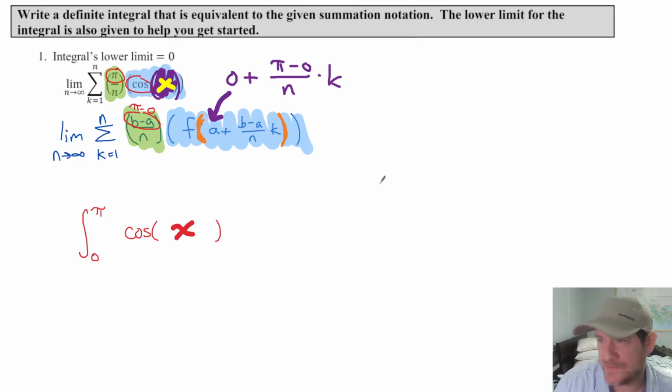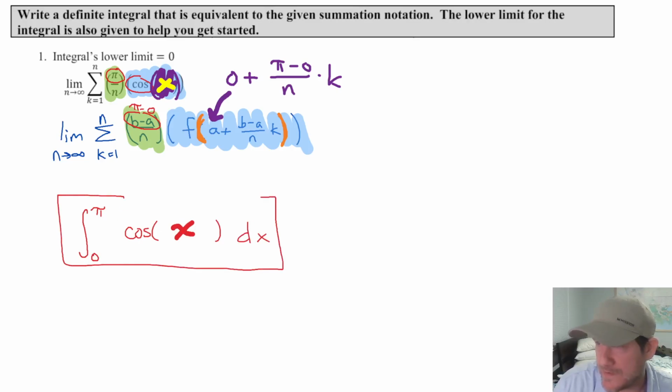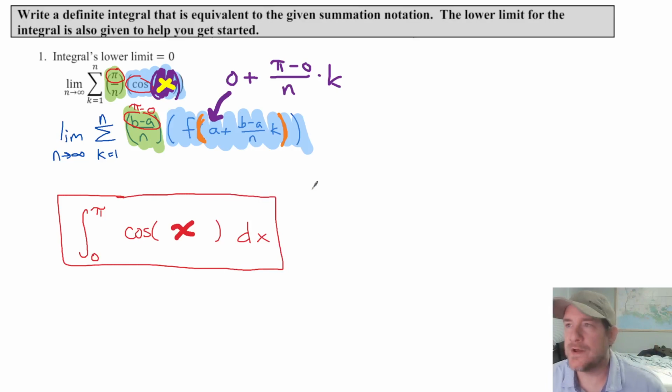And then lastly, just with every integral, make sure that you include that differential at the end. So since our variable is x, we'll put a dx. But that's it. I hope this felt like an easy one. And let's try to hit some harder ones that maybe are more complicated.